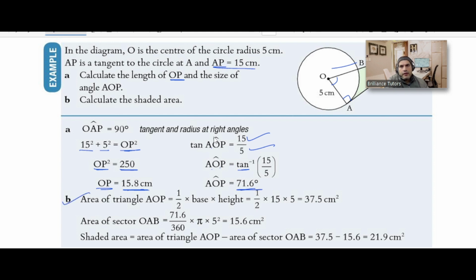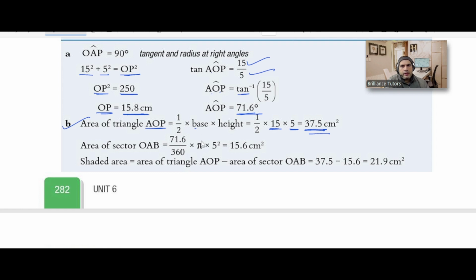Next, part B: the area of the triangle AOP is half into base into height. The base is 15 and the height is 5, so it is 37.5 square centimeters. And what will be the sector area OAB? It's theta upon 360 times pi r squared. We have a formula. Theta is 71.6 degrees over 360, and this gives 15.6. The shaded region is the area of the triangle AOP minus the area of the sector OAB, that is 37.5 minus 15.6, which is 21.9 square centimeters. I hope that's clear.